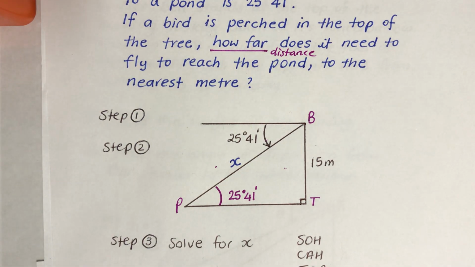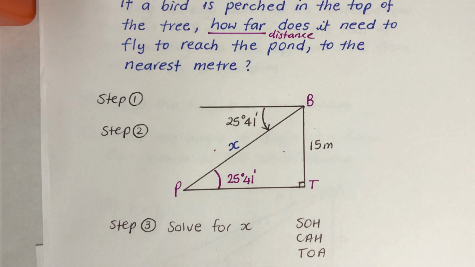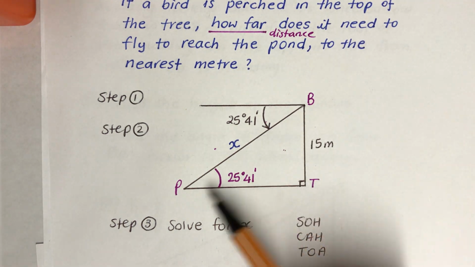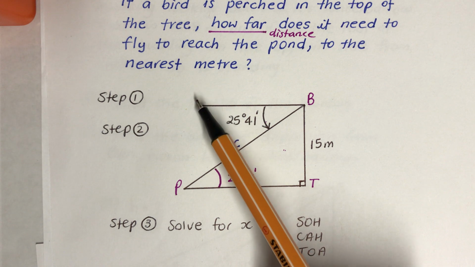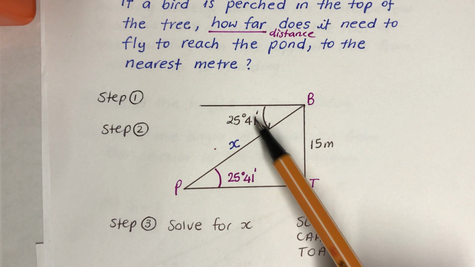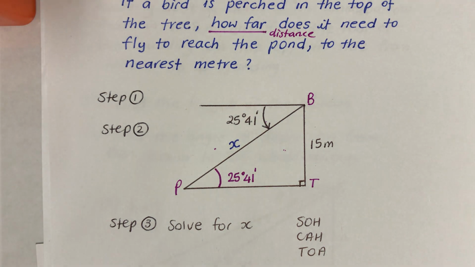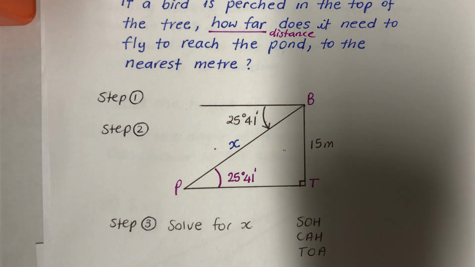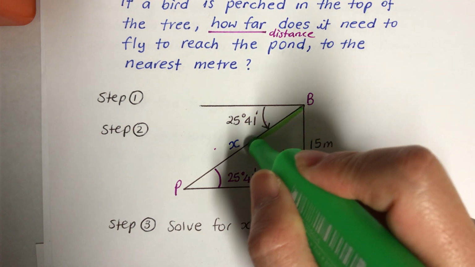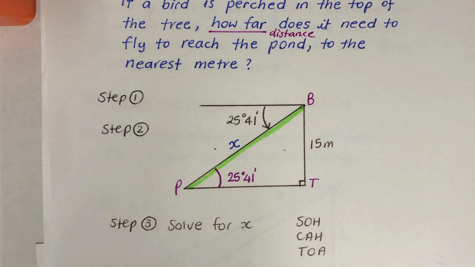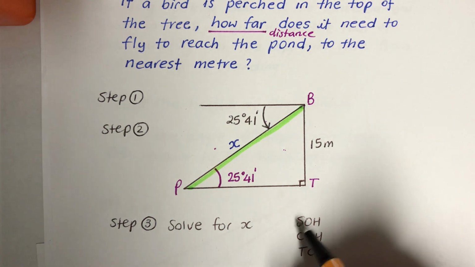Okay, so again, the 3 steps: sketch the right angle triangle, and then put all the information. And I'm going to put X as the one that I'm looking for. This is the distance we're looking for. Okay, so let's have a look at the SOH CAH TOA.